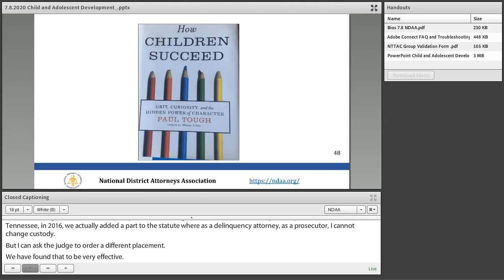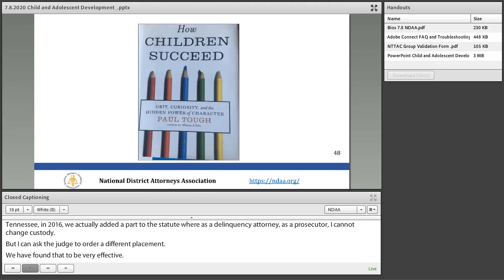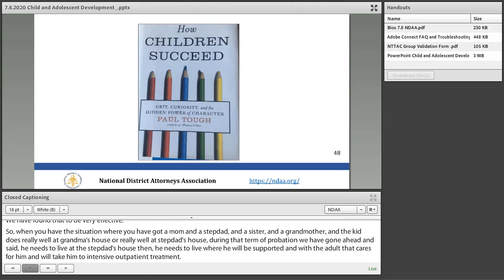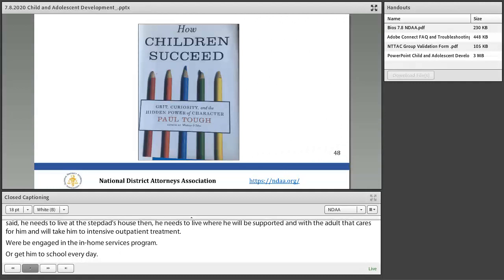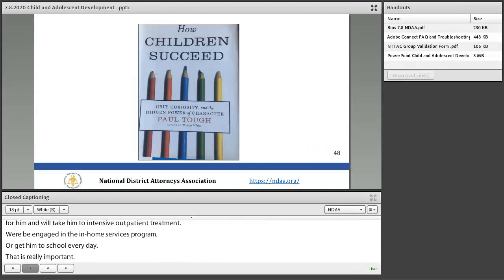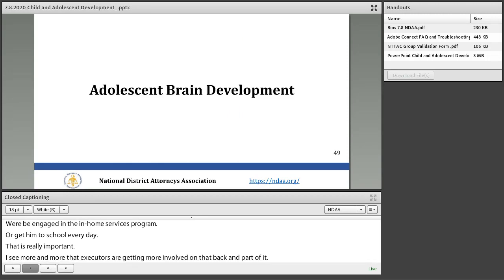Then he needs to be where he's going to be supported, where he's with the adult who cares about him, and with the adult who's going to take him to intensive outpatient treatment or be engaged in the in-home services program or get him to school every day. That's really important. And I see more and more that prosecutors are getting more involved on that back end part of it, because if we do better on the disposition, we are less likely to have that youth coming back to our court.